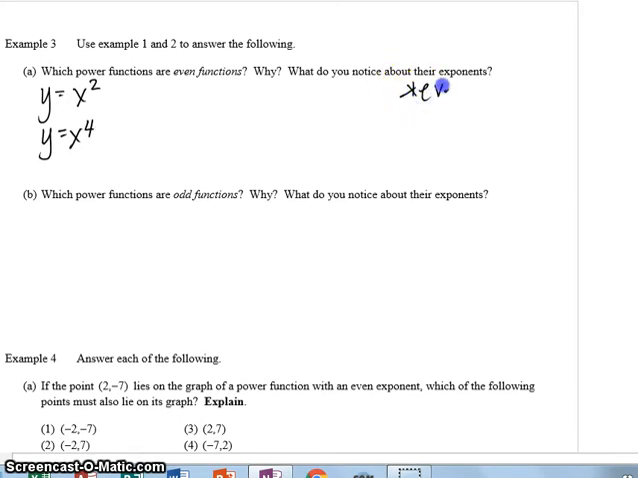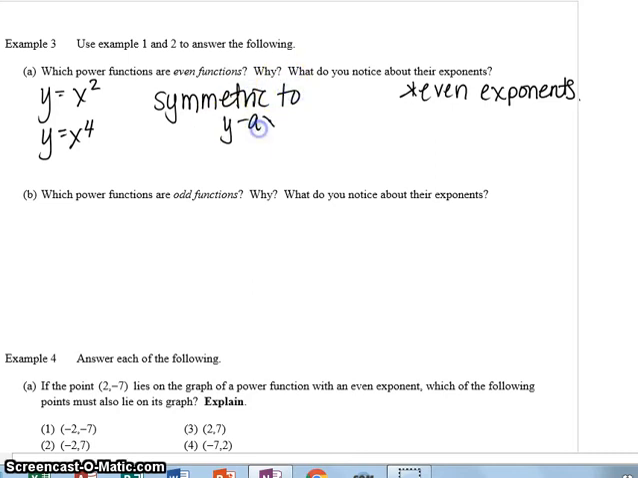It's all your even exponents. Okay, all of your even functions have even exponents. Okay, why do you think this happens? Because they are symmetric to the y-axis. Okay, so back in Unit 4, guys, you'd have to flip back to your Unit 4 notes and the transformations. We learned what an even and odd function is. And if something was symmetric to the y-axis, we called it an even function.